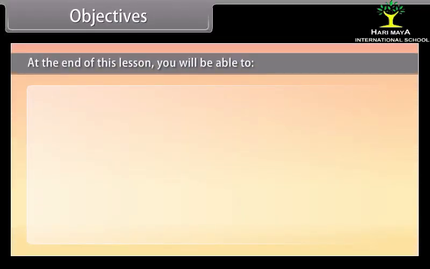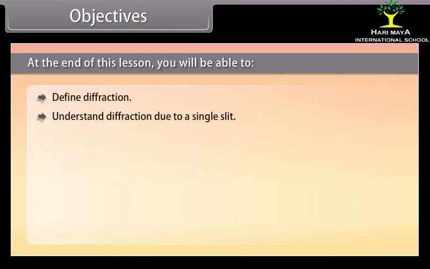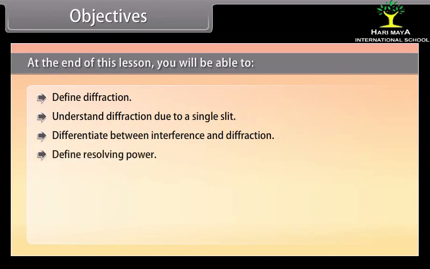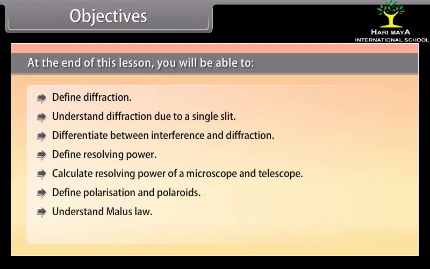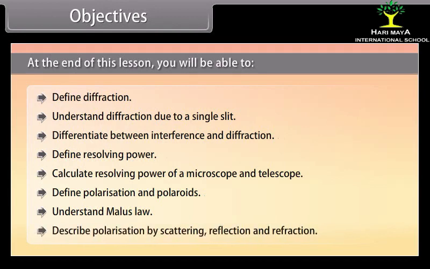Objectives. At the end of this lesson, you will be able to define diffraction, understand diffraction due to a single slit, differentiate between interference and diffraction, define resolving power, calculate the resolving power of a microscope and telescope, define polarization and Polaroids, understand Malus' Law, and describe polarization by scattering, reflection and refraction.